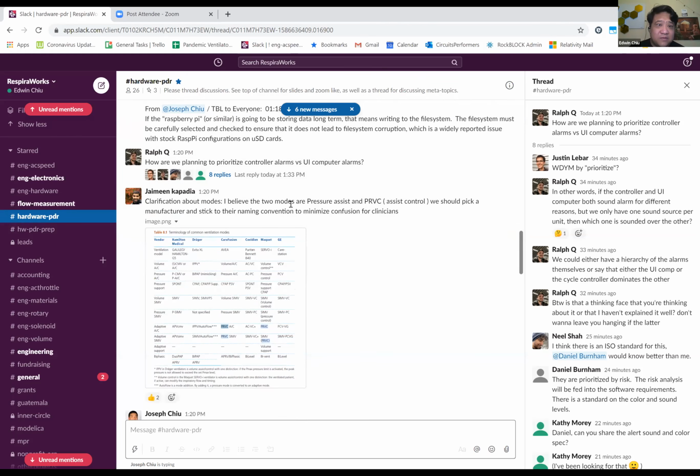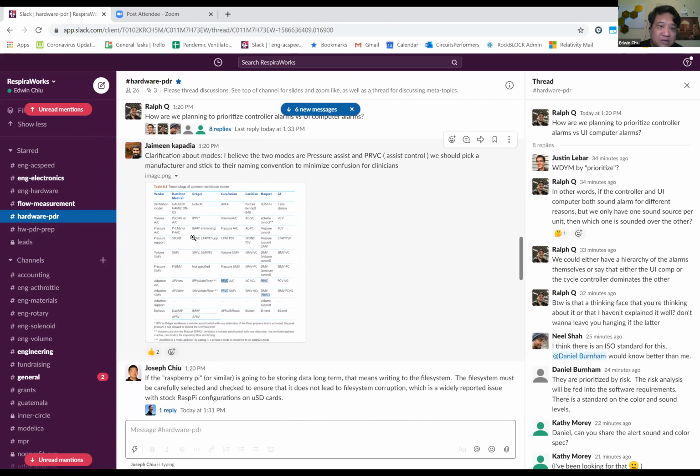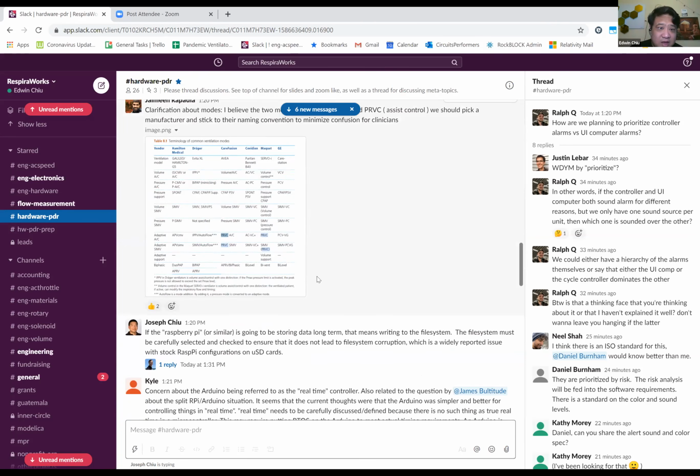Yep, thanks for that. Jam writes, clarification about modes. I believe two modes are pressure assist and PRVC, and we should pick a manufacturer and stick to a naming convention to minimize confusion for clinicians. Yep, that's a very good point, and Jam has added this table here, so have a look at that.